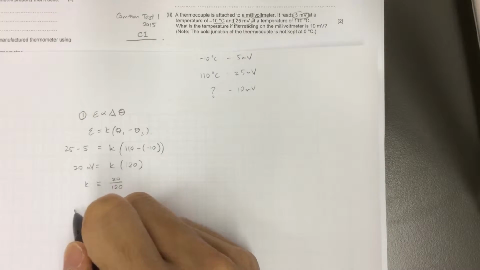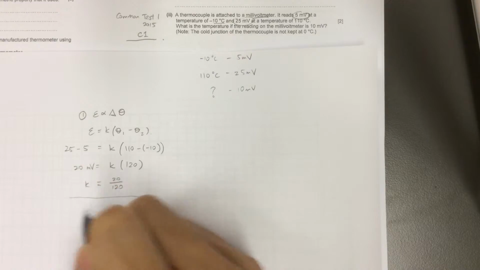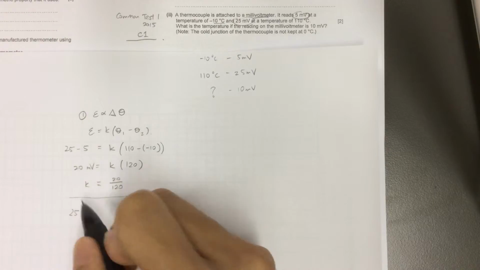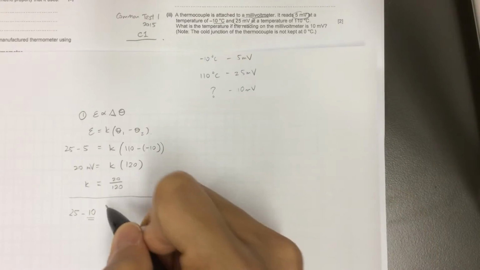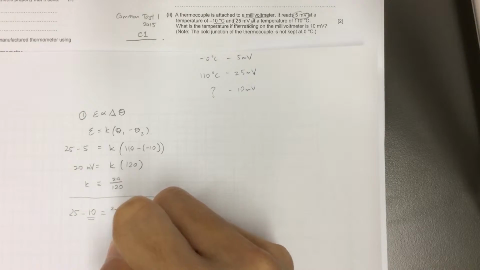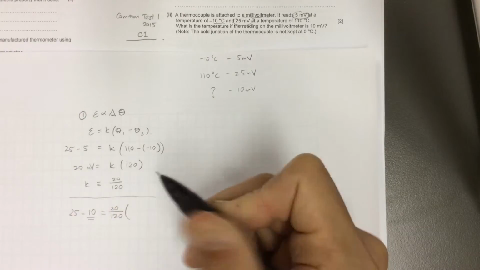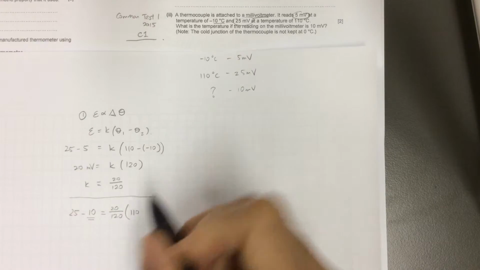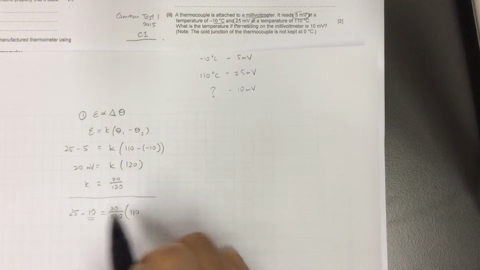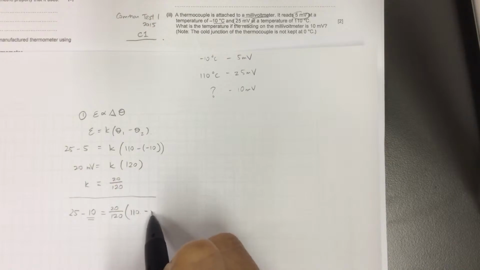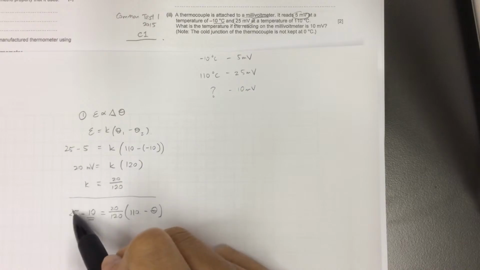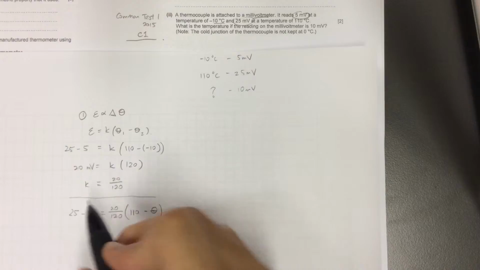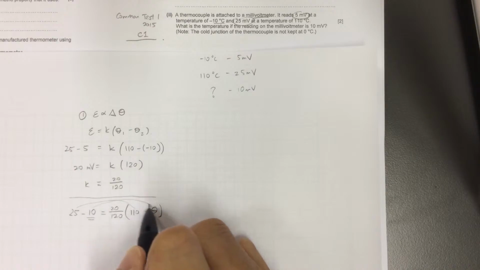Then we can go on to the next part where we find our unknown temperature. So we can take the difference again between any of the two voltages. In this case we are using the 10 millivolts now. We have just successfully calculated K. You can see that we will take the matching temperature, 25 to 110, 10 to unknown temperature. I put the unknown temperature corresponding respective to the voltage. So this is for this, this is for this.